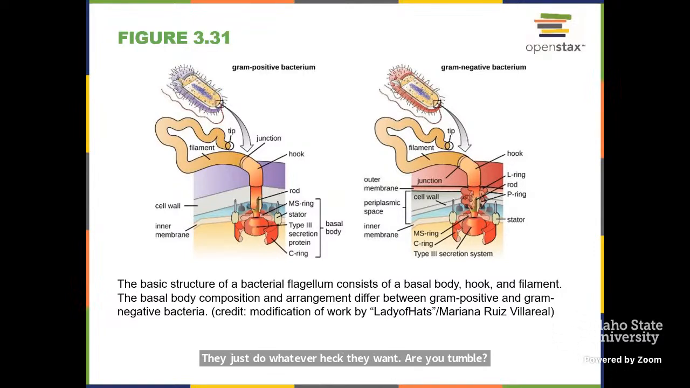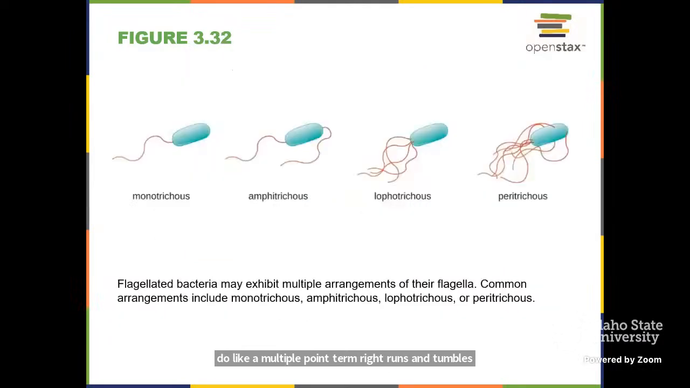So it's like trying to turn around on the road, and instead of just making a nice smooth turn, you got to do like a multiple point turn, right? Runs and tumbles are really kind of bacteria making multiple point turns, but they do get where they need to go, all right? So I described this a second ago.